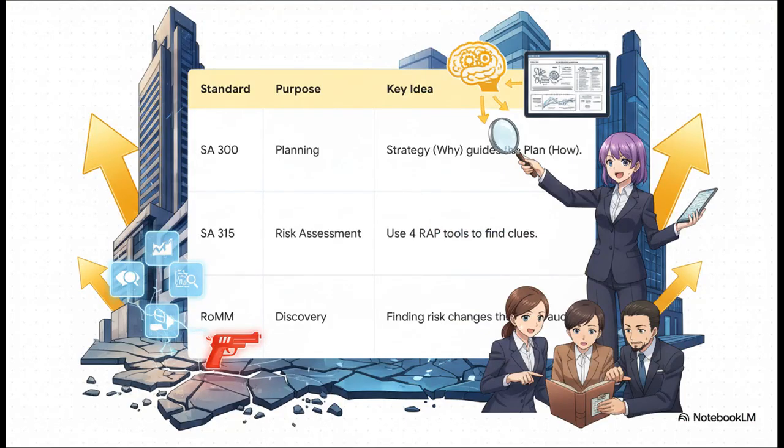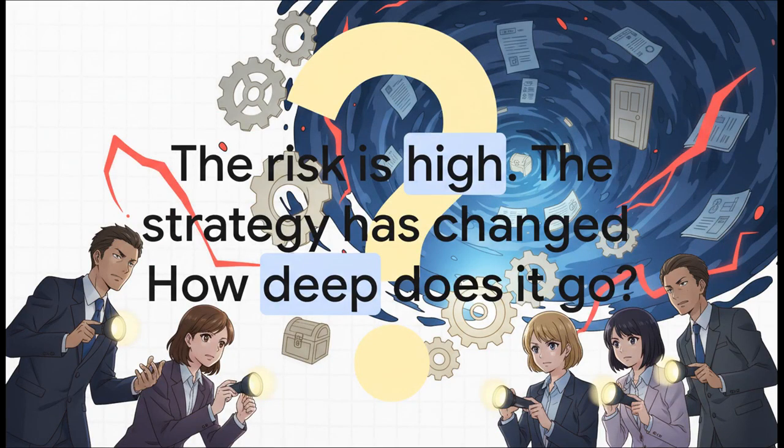Okay, so here's the playbook, summarized. You've got SA 300, which is all about planning. Remember, the why, your strategy, has to guide the how, your detailed plan. Then there's SA 315, which gives you that forensic toolkit, the 4 ways you go out and find clues. And finally, ROM, the risk of material misstatement. That's the discovery, the smoking gun that just changes the entire game. And that's actually where we're going to leave this investigation for now.